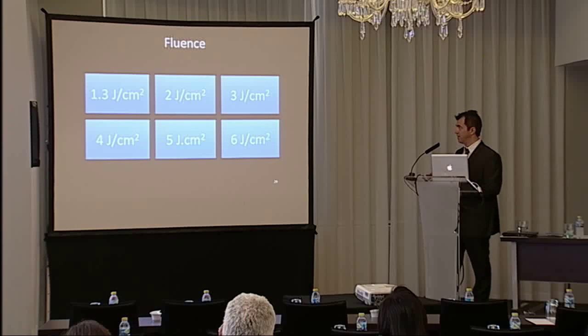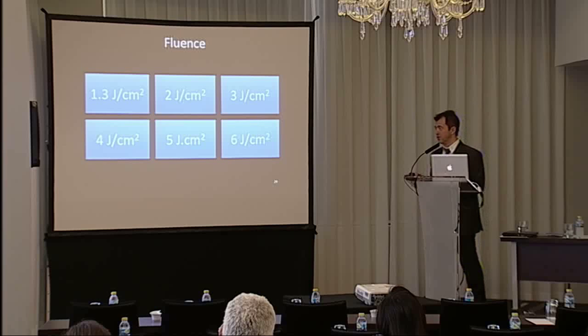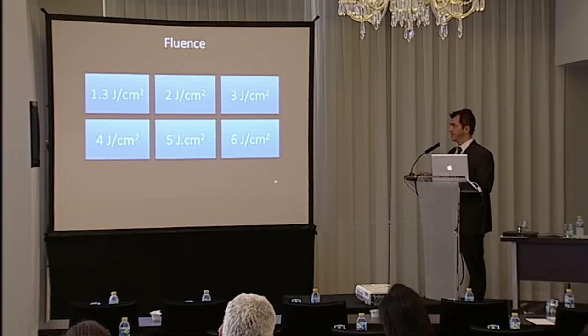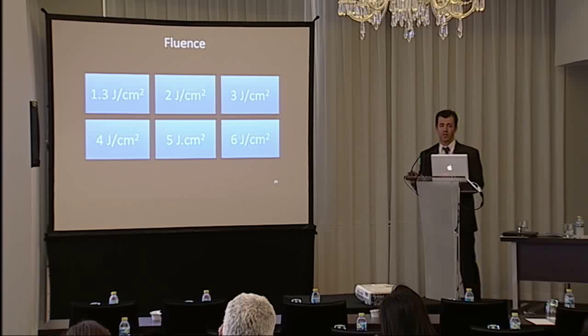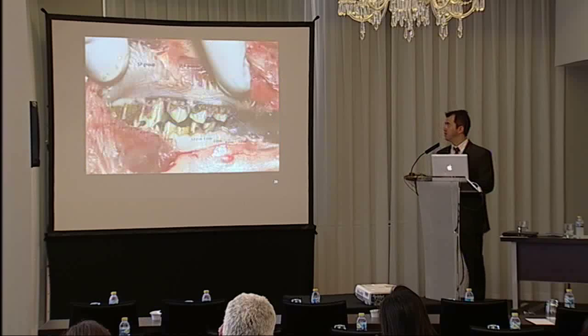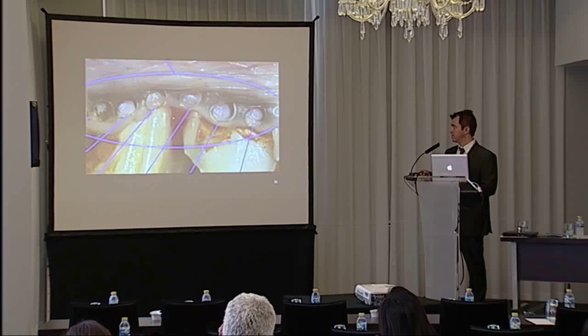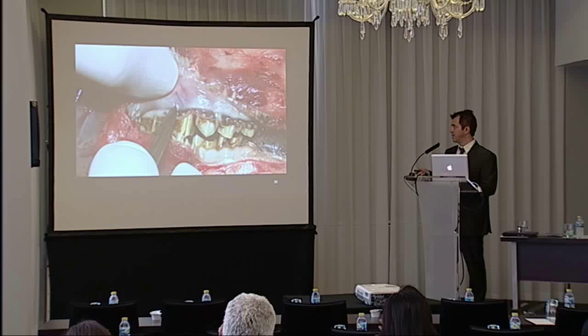At the same time, we have fluence, which is energy per area. We have 6 power settings, so in total we have 24. We measured them all. We made some mapping just to see what's the effect of different power settings. And these are the ablated areas. We took biopsy.